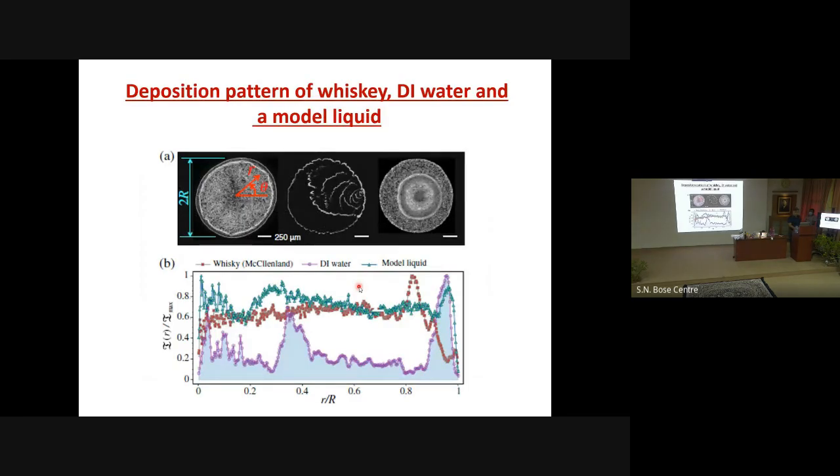Deposition pattern of whiskey, DI water. They took a model water in that whiskey paper. They took whiskey, and this is the deposition density with radius from the distance 0. All right. So you see, DI water is like this. This is the model liquid. This is whiskey. They are roughly uniform.